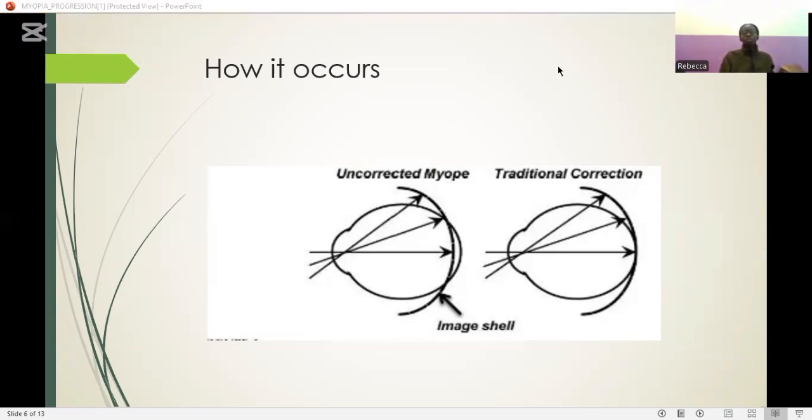Okay. So for the traditional correction, as I was saying, you'd find that the middle part, or the center part of the image, is being focused on the retina, but the other parts of the image are falling outside the retina. And what will this cause? The brain will be signaled for more growth. And this will continue increasing the size of the eye. The axial length of the eye continues increasing. And hence we will have myopia progression. Let's have the next slide.